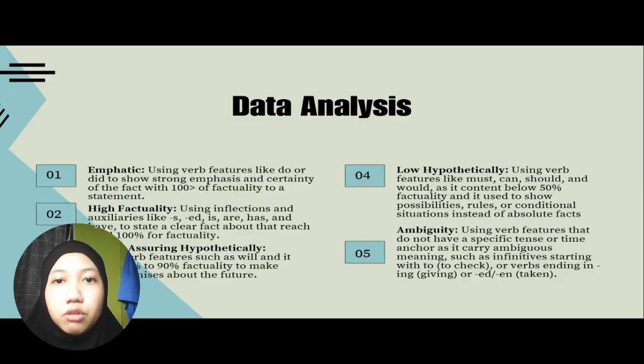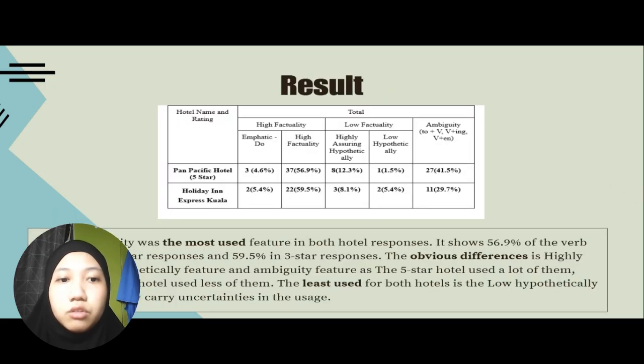It can be seen that in both hotels, high factuality was the most used, at 56.9% in five-star hotels and 59.5% in three-star hotels. But the obvious difference between them can be seen in the highly assuring factuality features and the ambiguity features, which were mostly used by the five-star hotel but not usually used by three-star hotels. The least used in both hotels is low factuality features, as they carry uncertainties.